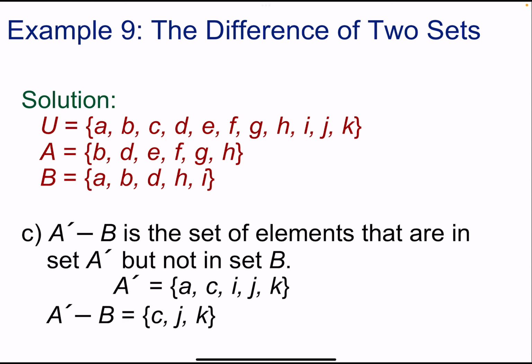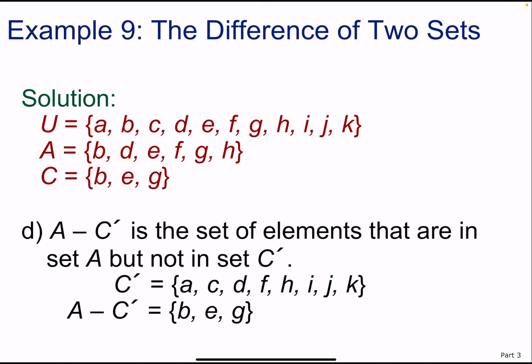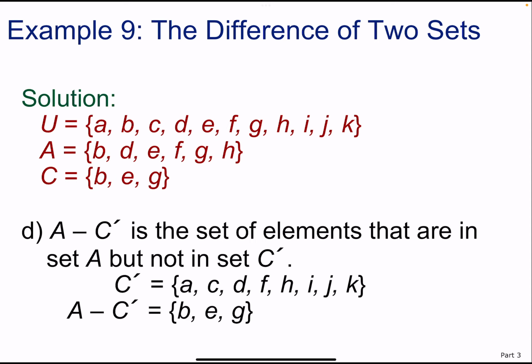B contains A, B, D, H, I. So you're going to remove A and I, and you are left with C, J, K. That's why you get that. Now A minus C prime, a similar idea. You first find C prime, and then you remove C prime from A. You get B, G. So that's this part.